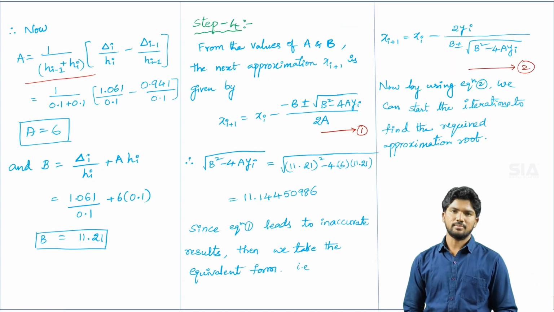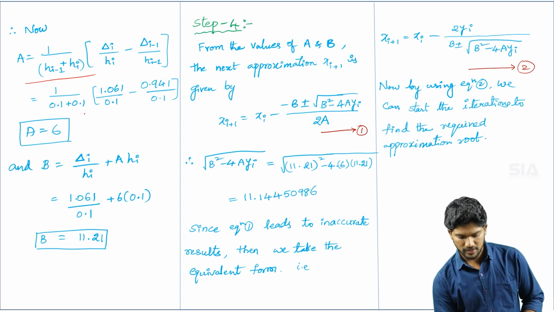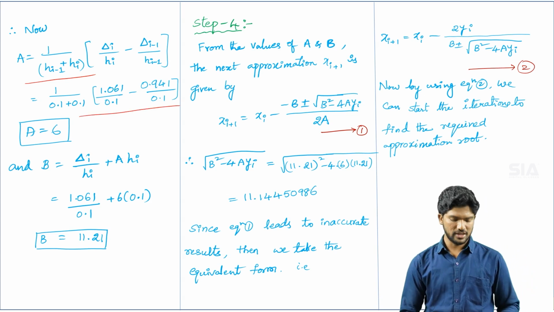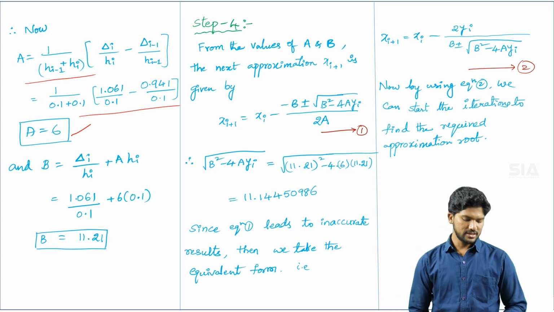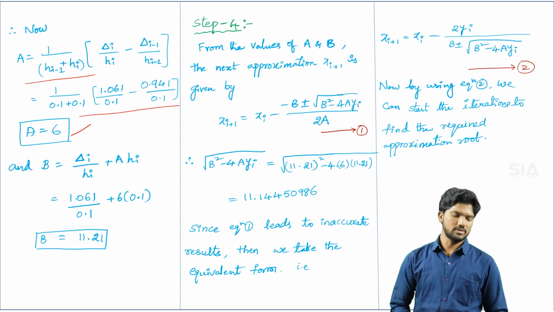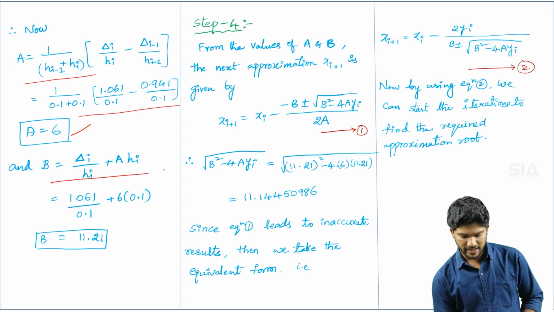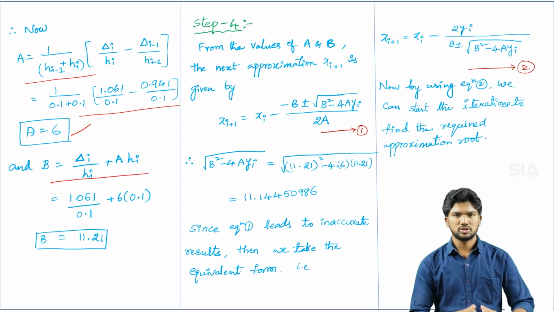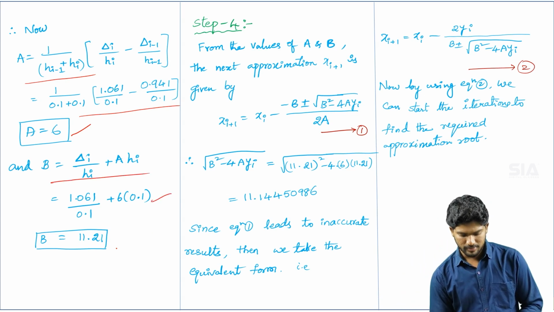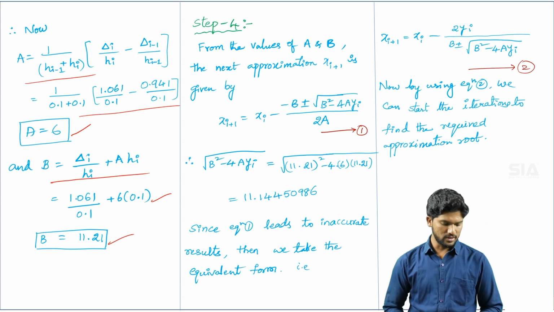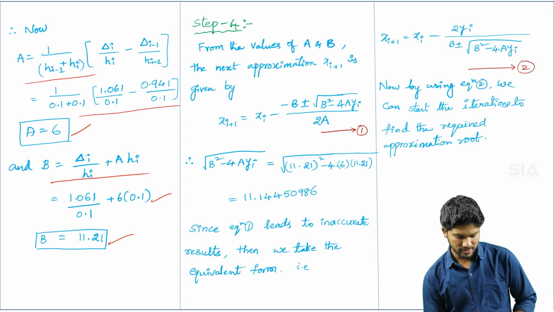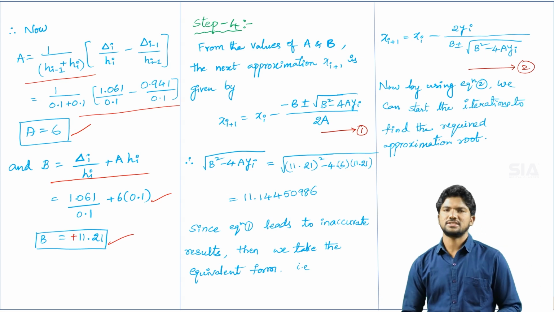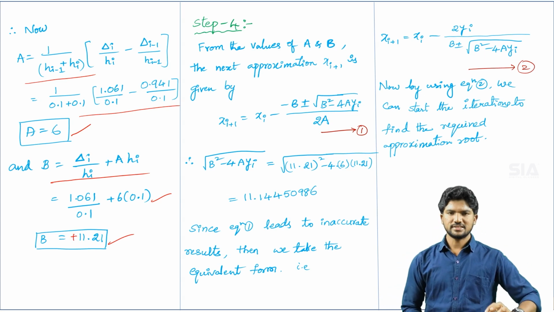So capital A value is equal to that one. If you substitute the respective values and simplify with the scientific calculator, you will get capital A is equal to 6. Next, you take the capital B equation and substitute the corresponding values, and you will get capital B is equal to 11.21. Here you can observe that the sign of capital B is positive. Just remember that: the sign of capital B is positive. There is no negative symbol.